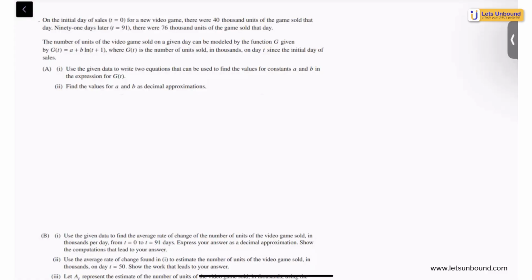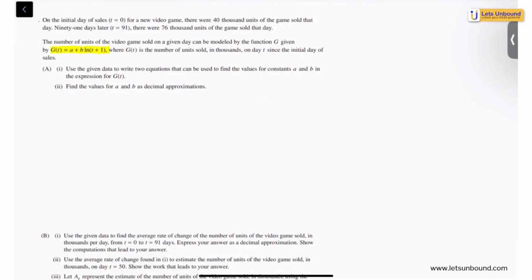The question says, on the initial day of sales, t equal to 0, for a new video game, there were 40,000 units of the game sold that day. And 91 days later, there were 76,000 units of the game sold that day. The number of games sold can be modeled by the function g(t) = a + b ln(t + 1), where g(t) is the number of units sold in thousands and t is the day since the initial day of sales. Now we will use the given data to write down two equations that can be used to find the value of constants a and b in the expression.